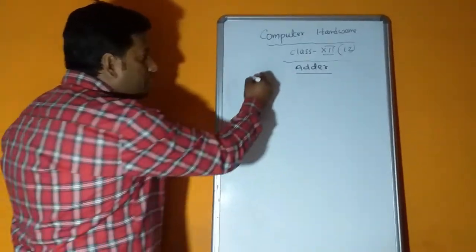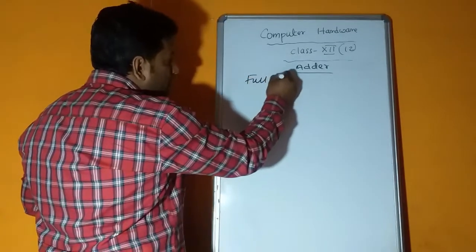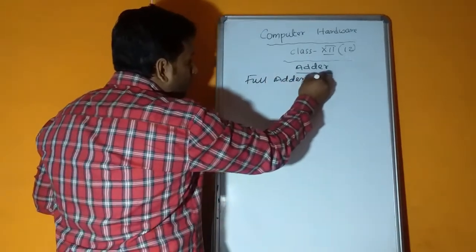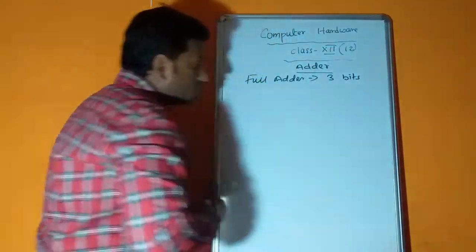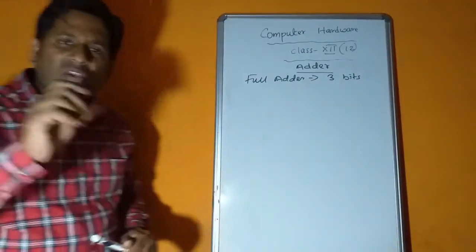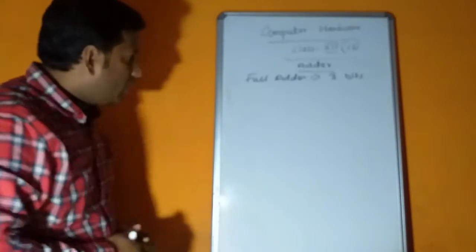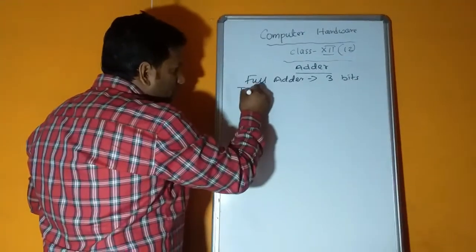Children, now see, for full adder. Full adder, it operates on how many bits? 3 bits. Okay, so full adder is used to add 3 different bits. So now let us go for the truth table of this one.